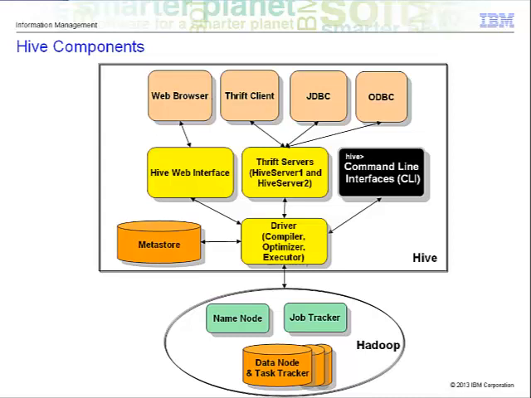Essentially, HCatalog makes it easier for users of Pig, MapReduce, and Hive to read and write data on the grid. The Hive driver, compiler, optimizer, and executor work together to turn a query into a set of Hadoop jobs. The driver piece manages the lifecycle of a HiveQL statement as it moves through Hive. It maintains a session handle and any session statistics. The query compiler compiles HiveQL queries into a DAG of MapReduce tasks. The execution engine executes the tasks produced by the compiler in proper dependency order. The execution engine interacts with the underlying Hadoop instance, working with the name node, job tracker, and so on.